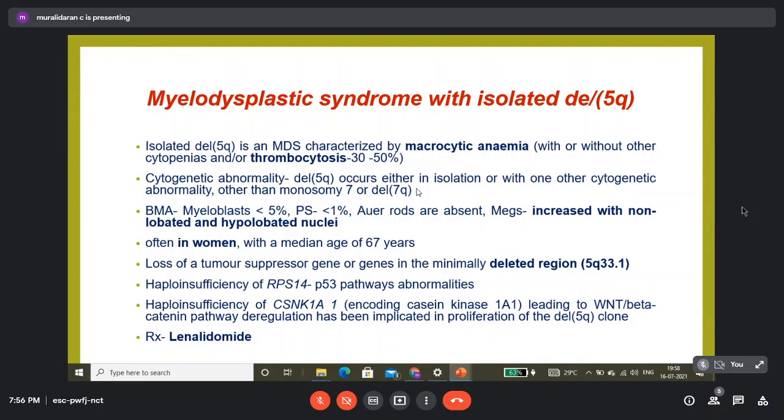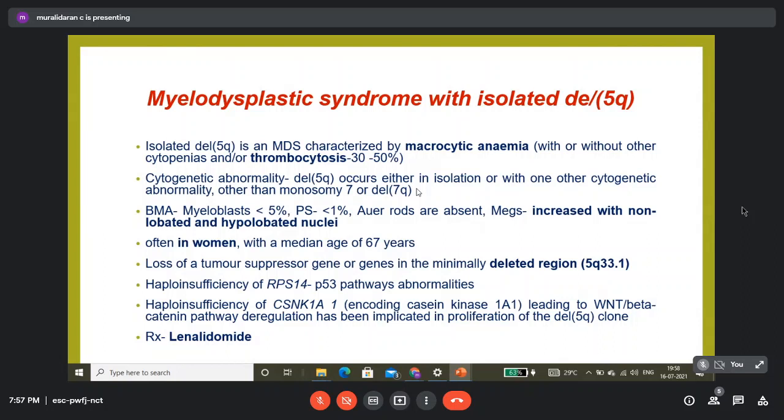Sometimes it can be with other deletions also. Generally, we won't have increased blasts in the bone marrow, but they will have non-lobated and hypolobated megakaryocytes. Commonly present in elderly patients, we have that classical 5q deletion, which leads to haploinsufficiency of certain proteins, leading to proliferation of this clone. So these patients will be treated with lenalidomide.